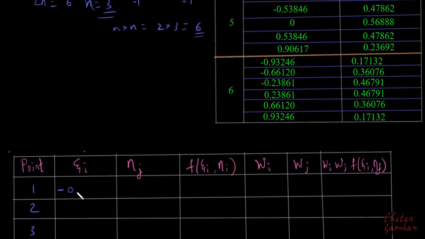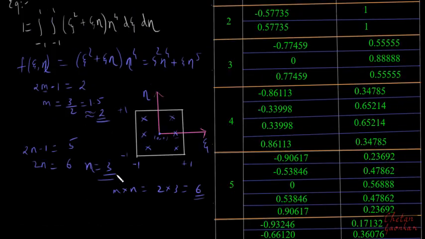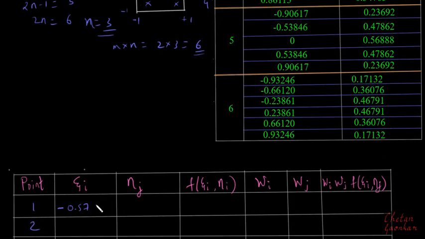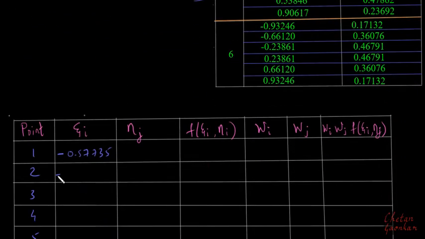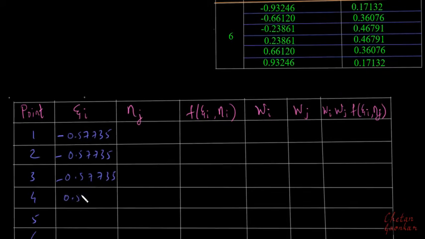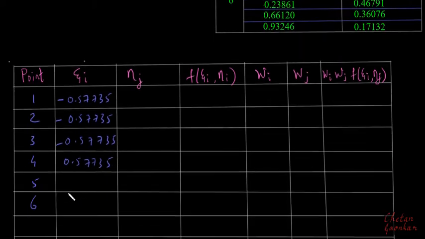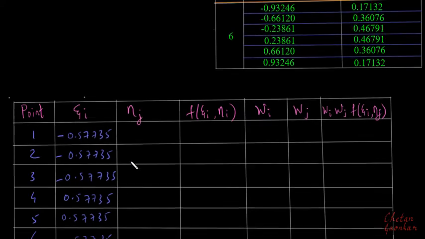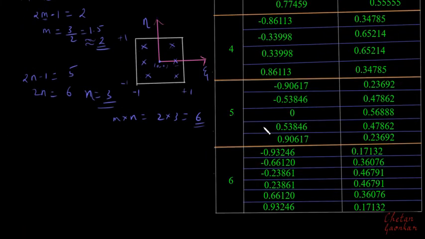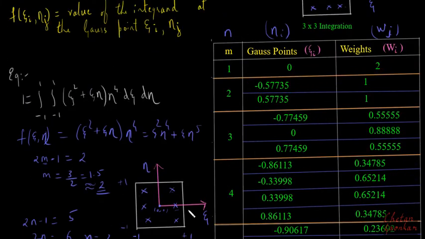I'll write this as minus 0.57735, and I will repeat it 3 times: minus 0.57735, minus 0.57735, and then I will write plus 0.57735, 0.57735, and 0.57735.